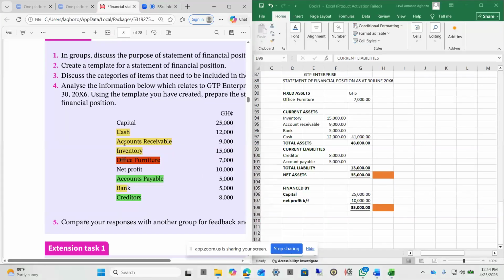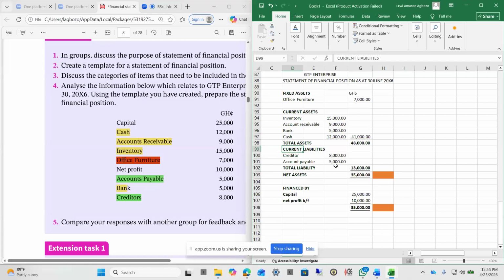We're told that creditors are 8,000. So it's here. And then we're also told accounts payable. They are people we are owing, people we owe and need to pay. It's the same as creditors. The difference between these two is not big. So they are also 5,000.